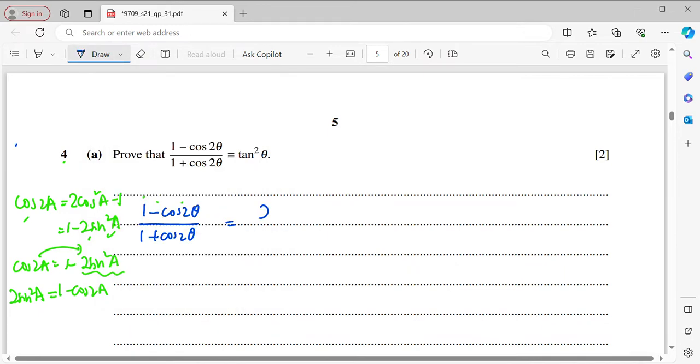Therefore, my numerator is 2 sine squared theta. But for my denominator, it is 1 plus cos 2 theta. Therefore, I will refer to the first form. Move this minus 1 to the left side and combine with the cos 2a. That is our 1 plus cos 2 theta. Hence, my answer will be 2 cos squared a, which is 2 cos squared theta.